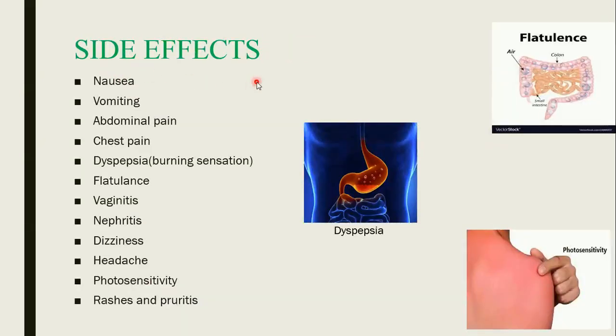The various side effects of using macrolide antibiotics are nausea, vomiting, abdominal pain, chest pain, dyspepsia, that is burning sensation, flatulence, vaginitis, inflammation of the vagina, nephritis, inflammation of the nephron, dizziness, headache, photosensitivity, rashes and pruritus. This completes the macrolides topic.